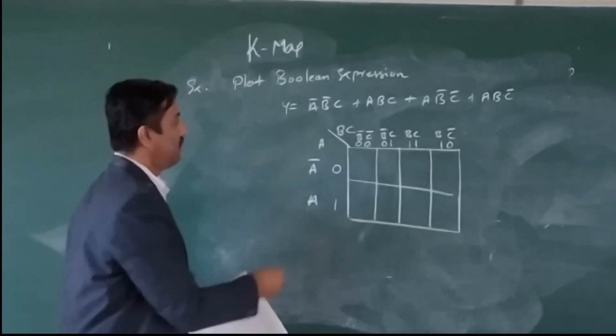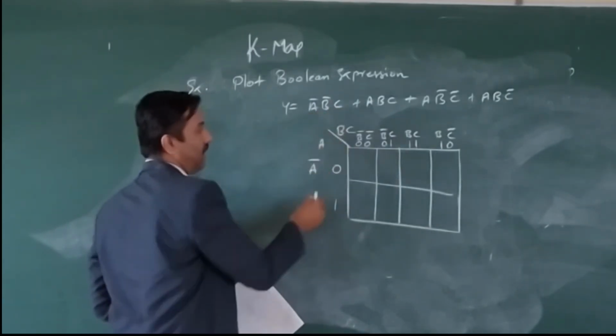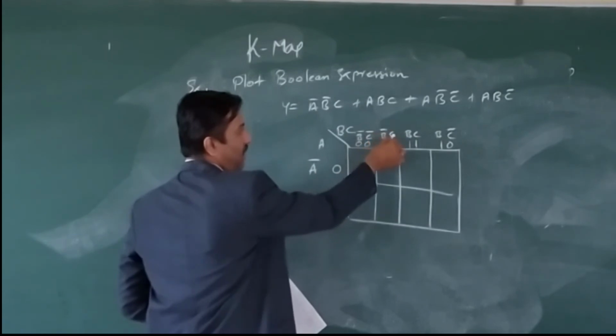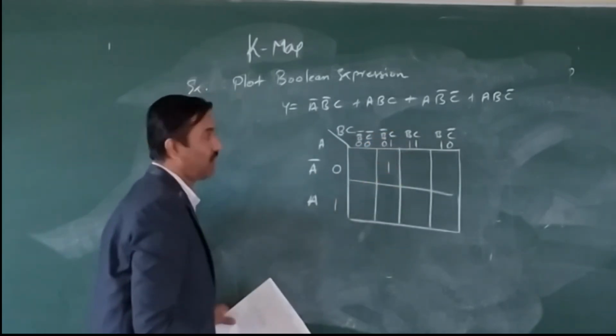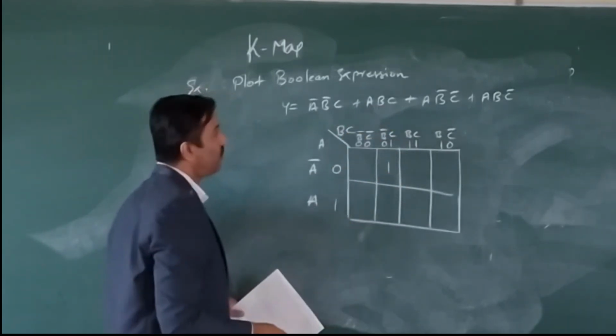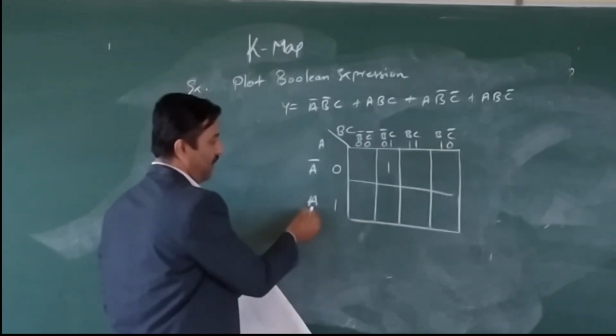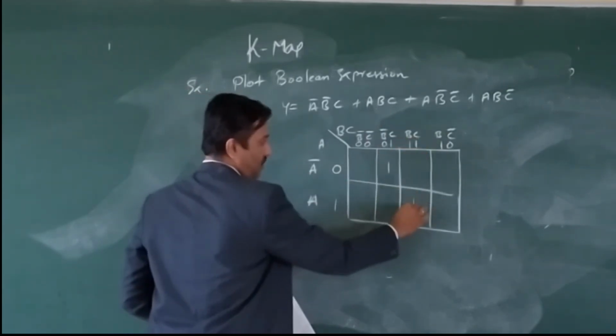So the first term we have is A bar B bar C. A bar B bar C, I represent the 1 in this particular cell. The second product term we have in the Boolean expression is A B C. A B C, so it comes here.